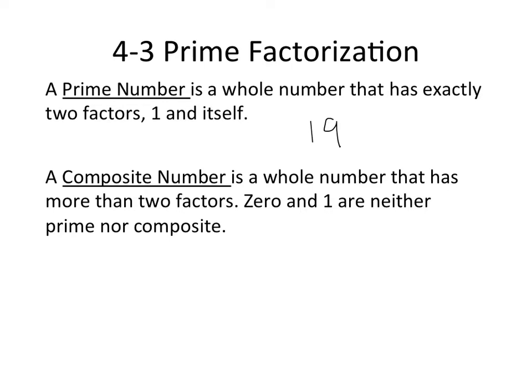A composite number is the opposite of a prime number. A composite number is a whole number that has more than two factors. 0 and 1 are neither prime nor composite. So it's a little something extra that you should remember. One of the simple ones is something like 22. 22 does have 1 times itself. 1 times 22 is a factor. But we could also say 2 times 11 will also give me 22. So that's what makes it composite. It has other numbers that you can multiply together to equal 22 besides 1 and itself.